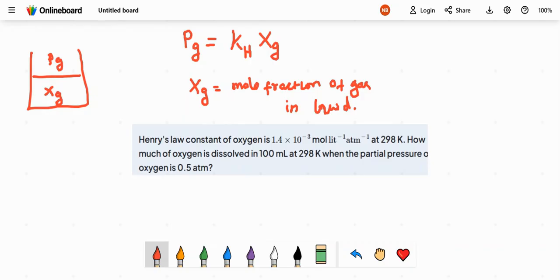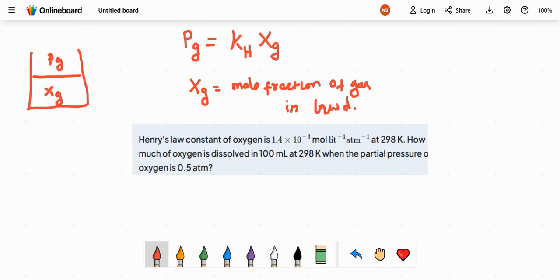If you want to dissolve some gas in a liquid, then you should maintain the partial pressure properly. The partial pressure of the gas outside the liquid surface alone determines how much gas is dissolved in the liquid. That is called Henry's law. So the partial pressure of the gas is directly proportional to the mole fraction of the gas. The proportionality constant is Henry's constant. This is Henry's law.